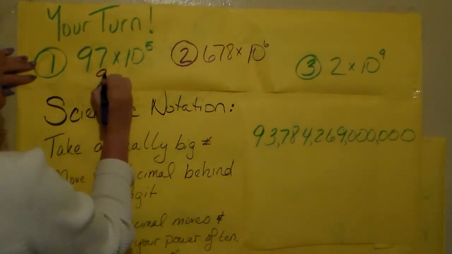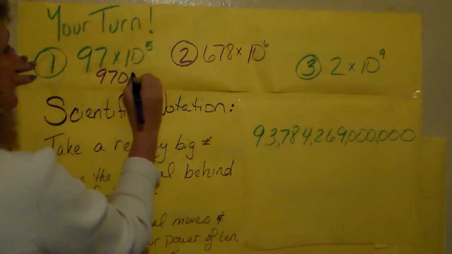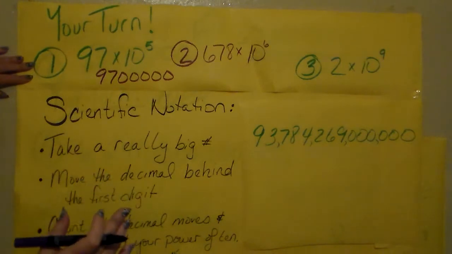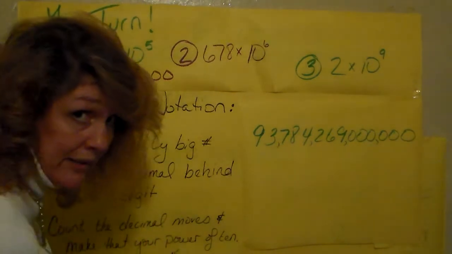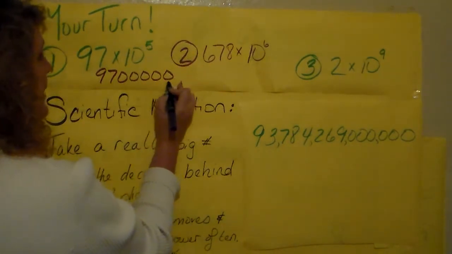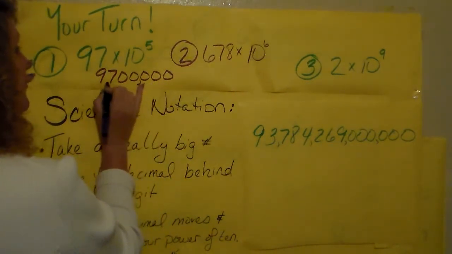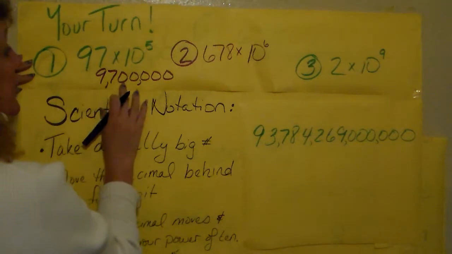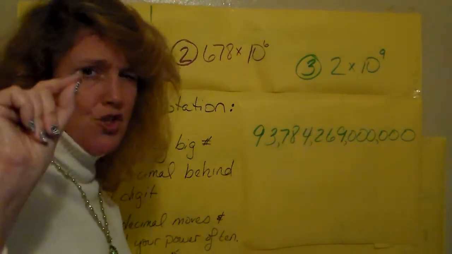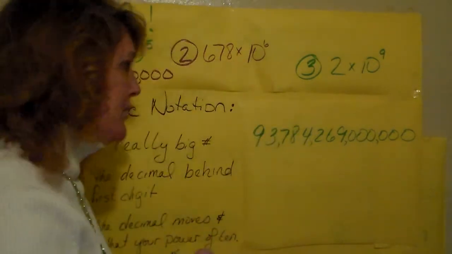97 times 10 to the 5th is 97 plus 1, 2, 3, 4, 5 zeros. Now, when we write numbers this big, we always use commas. You start at the end, you count 3 in. 1, 2, 3, comma, 1, 2, 3, comma. Okay? If it doesn't have commas in your homework, it's wrong, because it drives me crazy having to count all those stupid zeros.